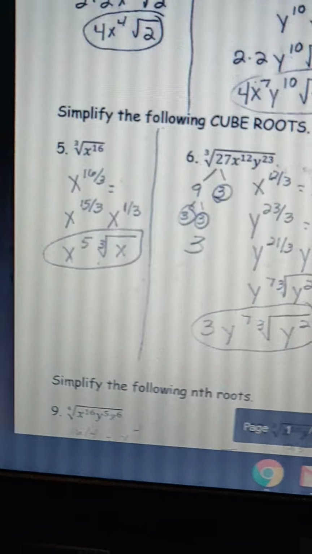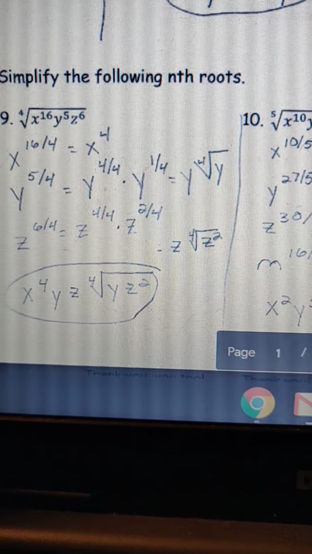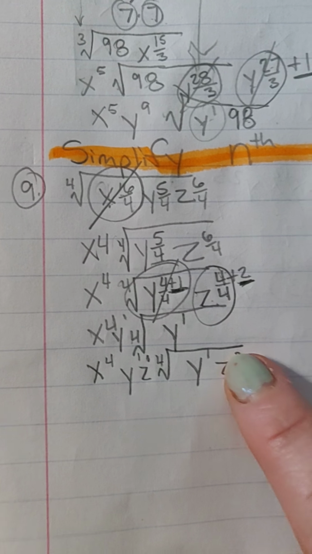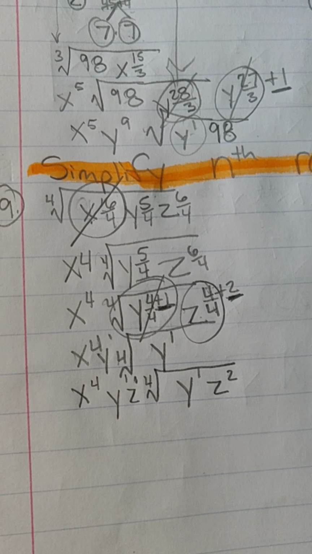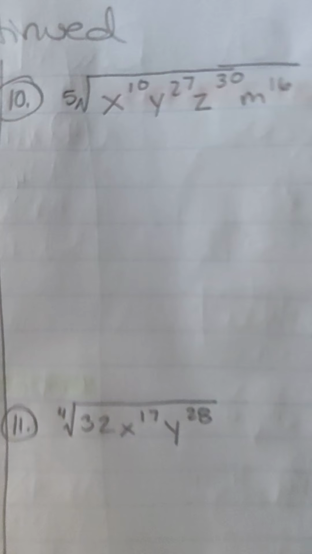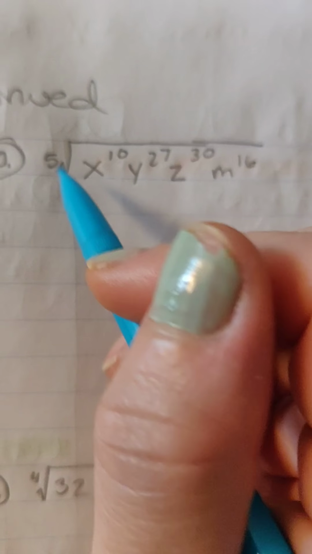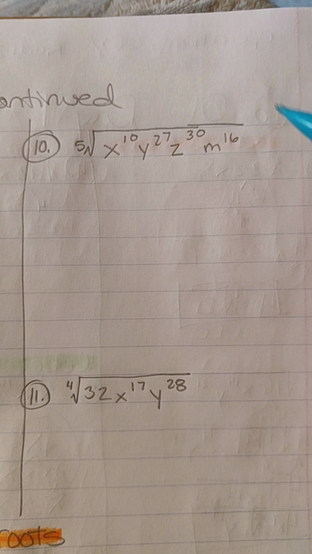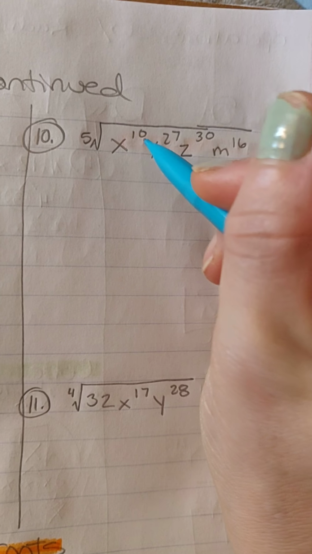Let's check what Miss Bayer has for number 9. Yep, same thing. Awesome. Remember, you don't always have to write that little 1 when something's to the 1st power. I do, just to remember that it's the 1st power. Okay? 2 more problems, and we will be done. Sorry, this one turned out to be a little bit longer, guys. All right, when I have something to the 5th root, same thing.